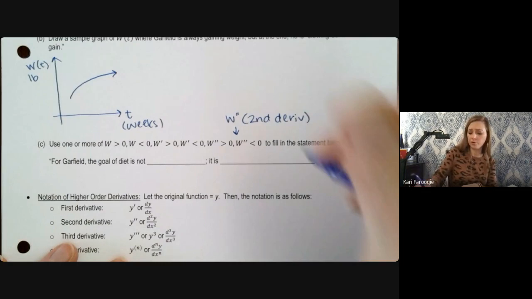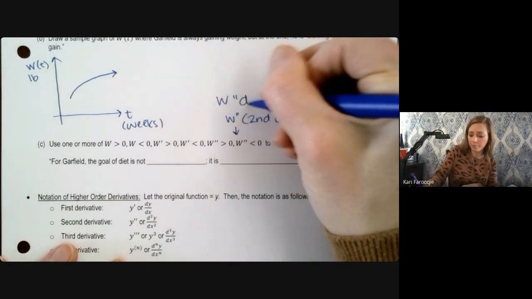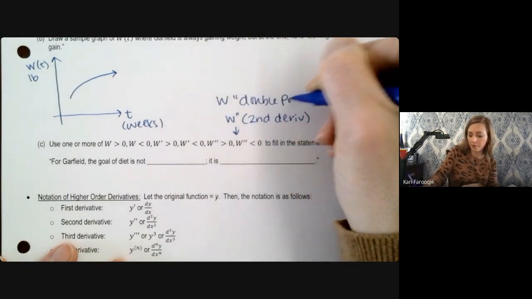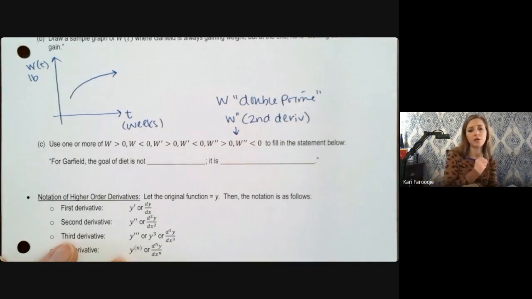You can say W double prime if you'd like. That's usually how I refer to the second derivative, or just the second derivative of W. Okay, so for Garfield, the goal of the diet is not to lose weight. It's just to not gain weight as quickly, or to slow down his rate of change of the weight gain.